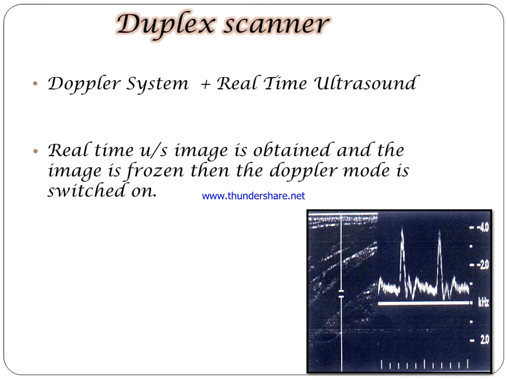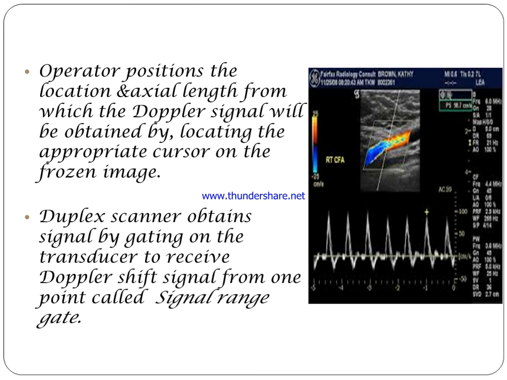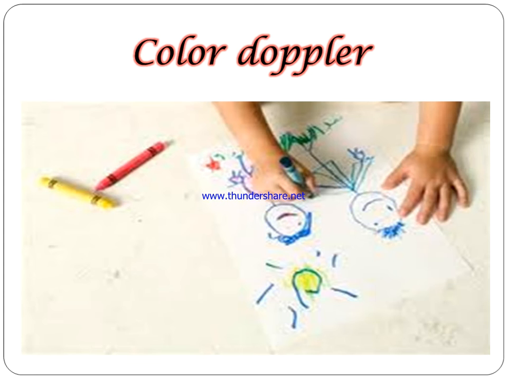Duplex scanner. A duplex scanner means a Doppler system plus a real-time scanner. A real-time ultrasound image is obtained and the image is frozen. Then the Doppler mode is switched on. The operator positions the location and axial length from which the Doppler signal will be obtained by locating the appropriate cursor on the frozen image. The duplex scanner obtains the signal by getting the transducer to receive the Doppler shift signal from one point called the signal range gate.